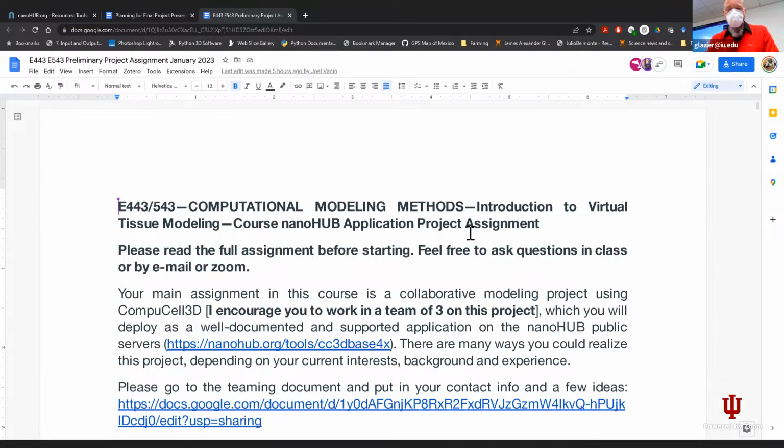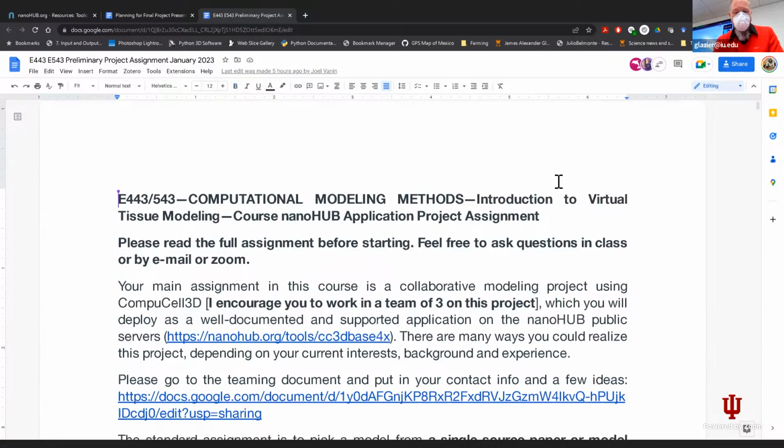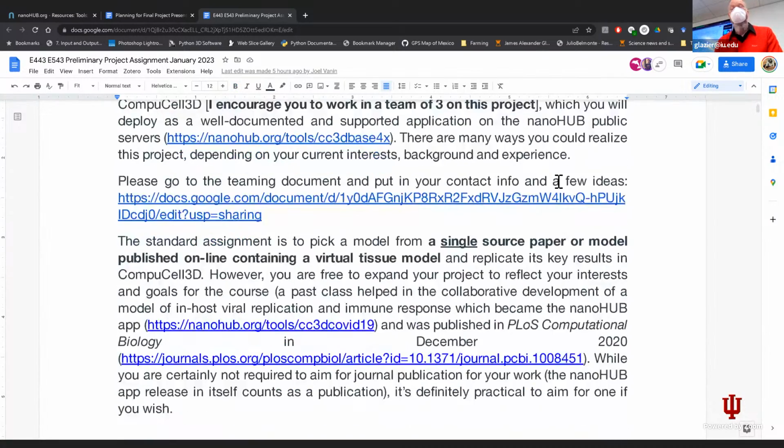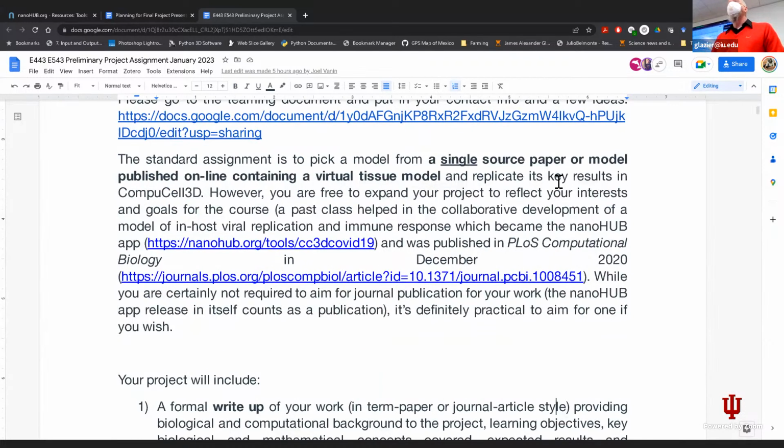So this should have been shared with everybody. It should be available to you. I put it in a Google Doc because people are continually suggesting additional possible projects. And so there's a list of possible projects at the end, and I wanted it to be a live document where when I update it, you have access to it. If I put it in a Word doc, you can't see it live.